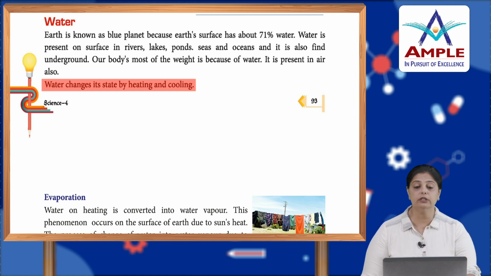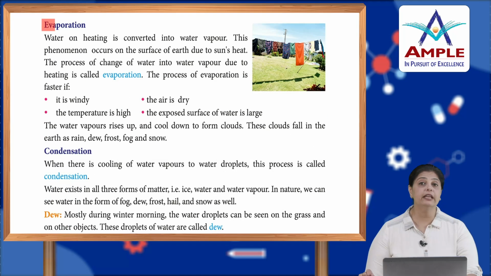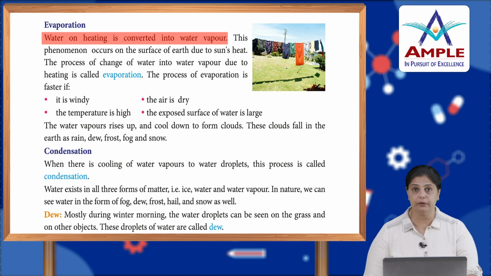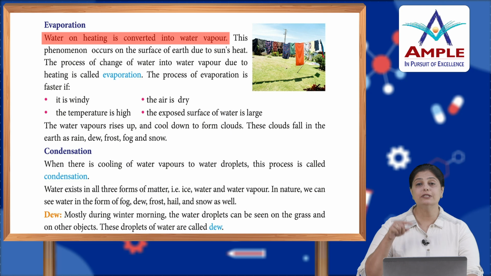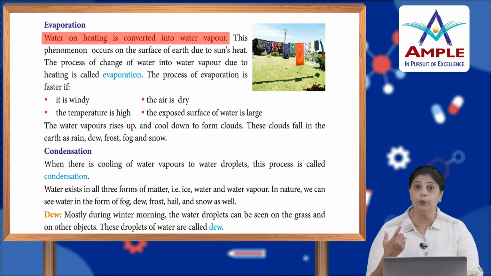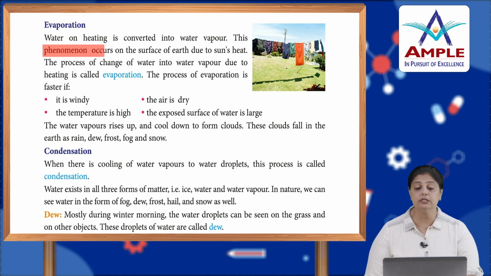Okay, now let us talk about how water changes its state by heating and cooling. So, what is the state when it is heated up and what is the state when it is cooled down? Let us talk about evaporation first. Water on heating is converted into water vapor. When you heat the water, you see the steam coming out, that is known as the water vapor. Now this phenomenon occurs on the surface of earth due to the sun's heat. The process of change of water into water vapor due to the heating is called evaporation.